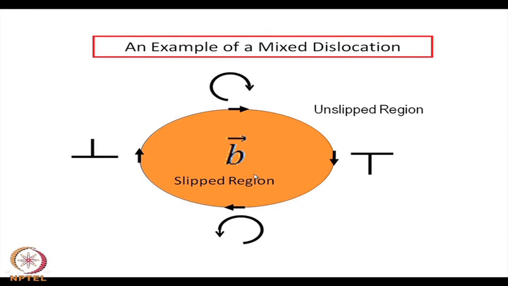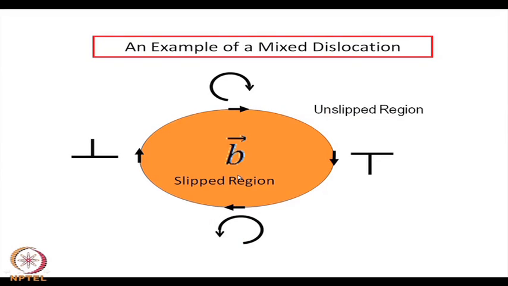However, these are the ideal cases, ideal situations where the Burgers vector is either parallel or perpendicular to the tangent vector. But in practice there will be a mixed vector, what is known as a mixed dislocation, right.